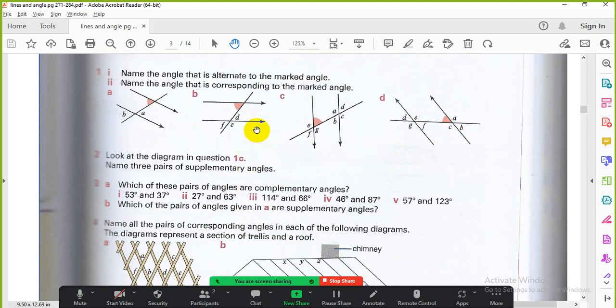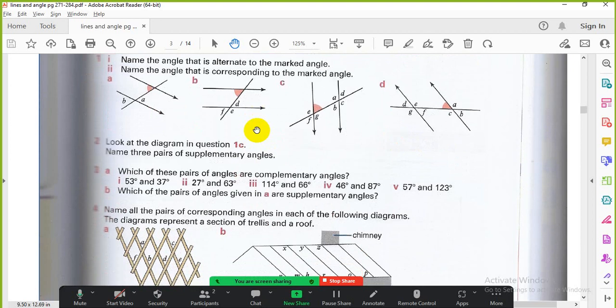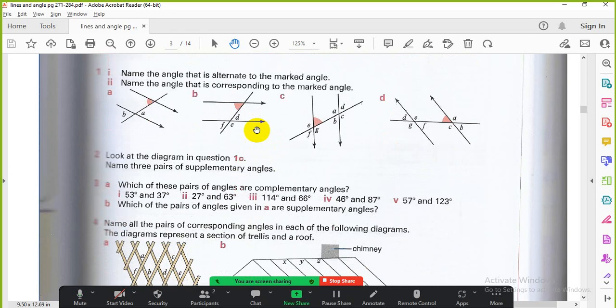Right. Question number 2. Can you do question number 2? Look at the diagram in question 1C. 1C means this one? Only this diagram. Yes, sir. Name 3 pairs of supplementary angles. So pairs means 2 letters you have to write, like for example A, B, something like that. Please do that.